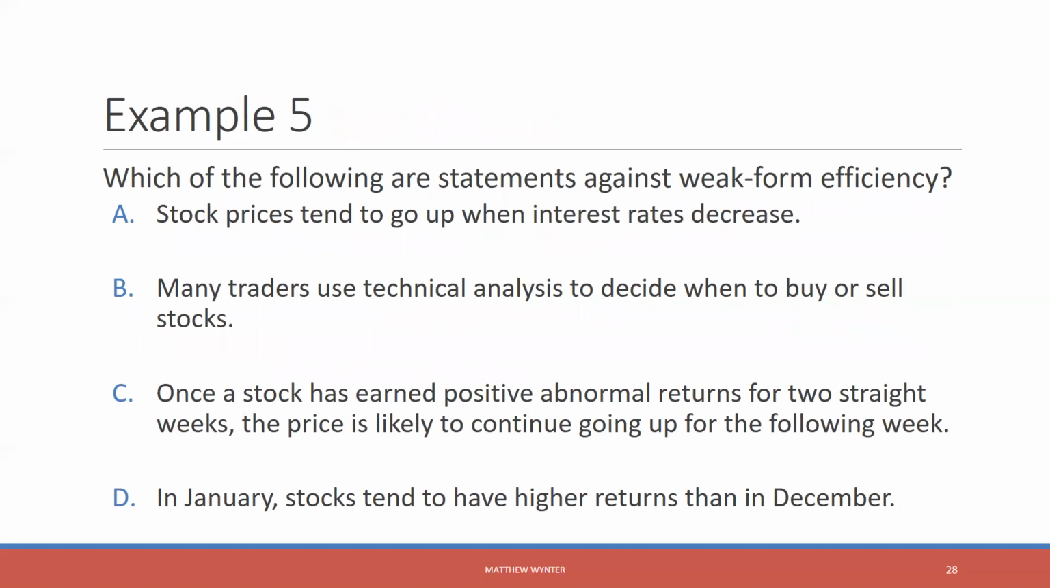So let's look at some questions. Which of the following are statements against weak form efficiency? Question A, stock prices tend to go up when interest rates decrease. That doesn't violate weak form efficiency. Why? Well, because that's publicly available information. All things held equal, we know when interest rates decrease that we're going to have a lower discount rate for all of these expected future cash flows. So it's not a surprise that stock prices go up when interest rates decrease.